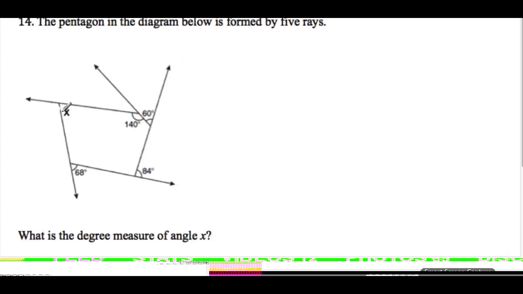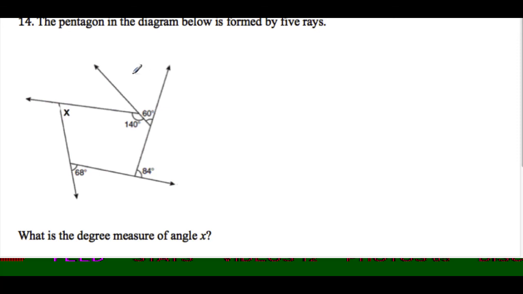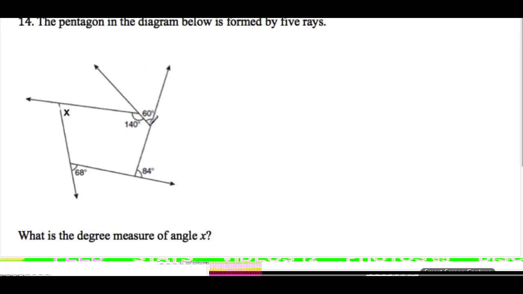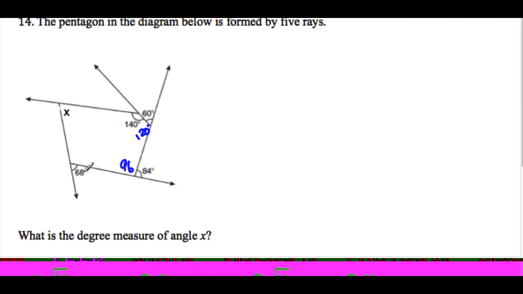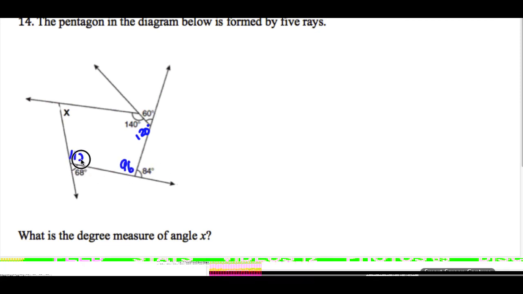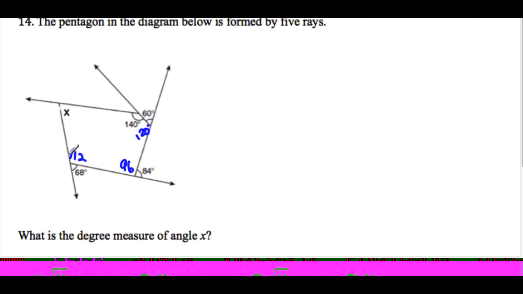Now here, how do I find the value of x? You see, in this case, what I could have done was look at the interior angles. So this is 60, that makes the interior angle 120 because they're supplementary. 84 here, so we get 96. 68, so it becomes 112. So we have these 4 known angles, and then the last angle is not known.